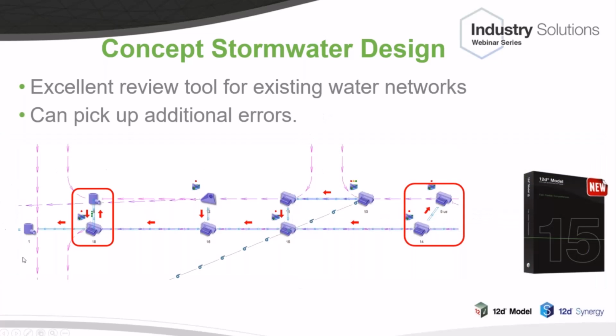So in this case here, that's that same design. And when I go in closer, it shows the flow paths and things. And so there's a problem here. We've got pipes going in the opposite direction. And again, the pipes are going the wrong way here. So it helps a lot just to check things out, even if you don't use concept stormwater for the design part.